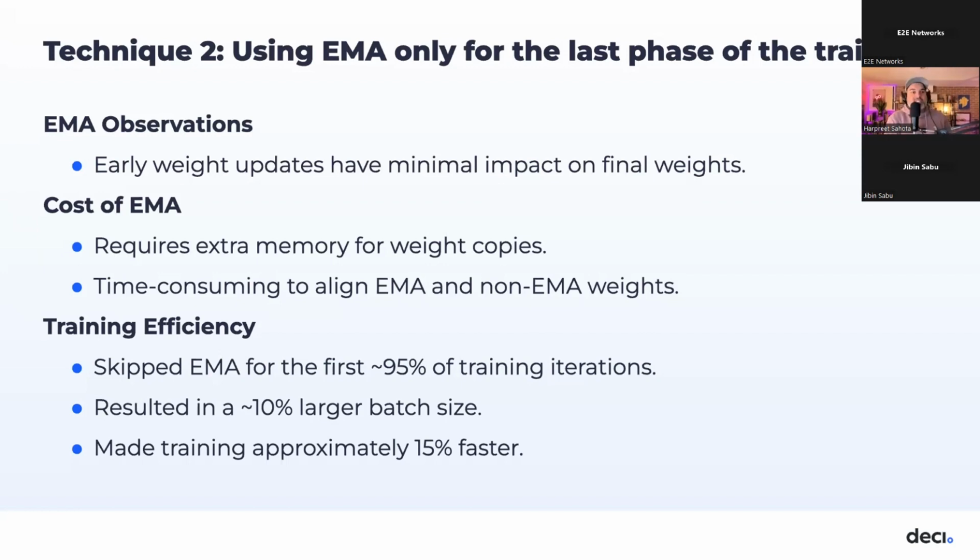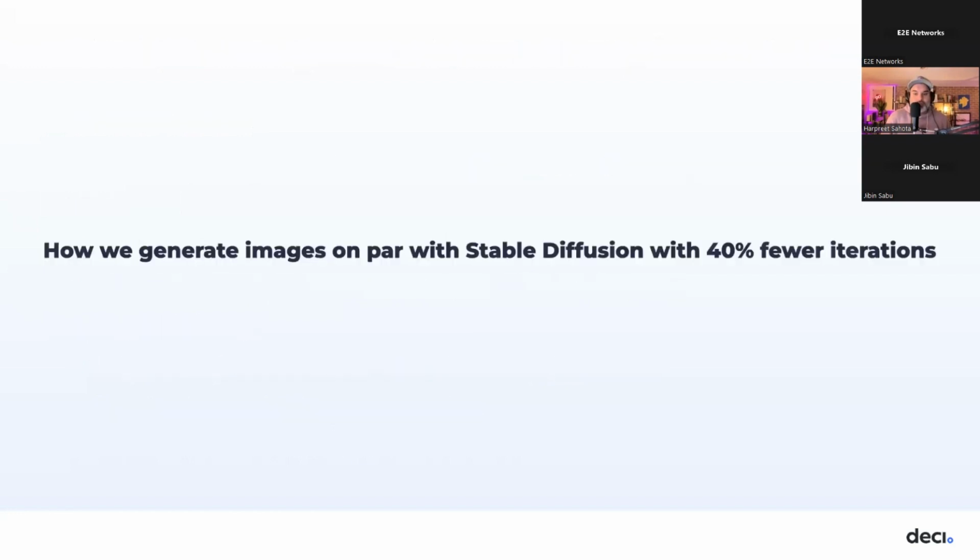And so by not using it during the initial training steps, we're able to handle bigger data batches and speed up training by 15%. So we only use exponential moving average during the last 5% of the training iterations. As you can see here, we're able to get a bigger batch size. Bigger batch size means faster training.